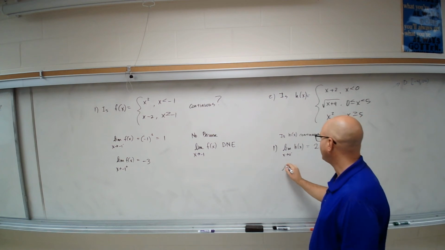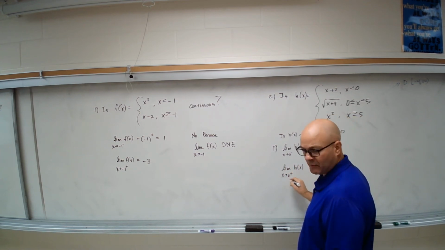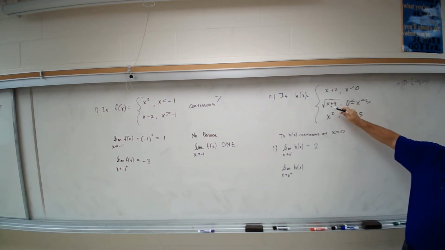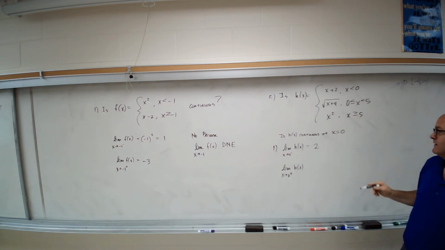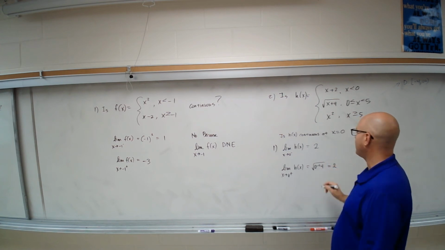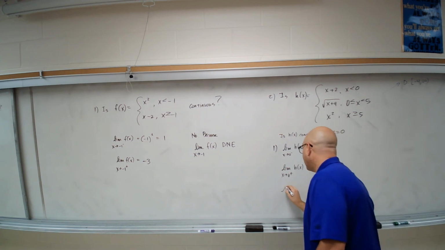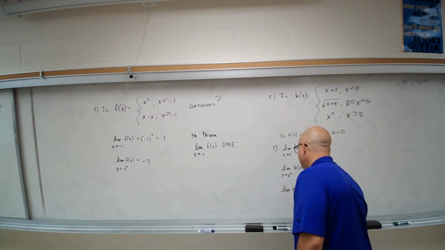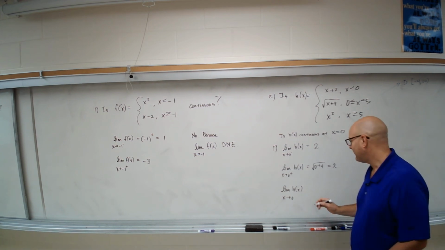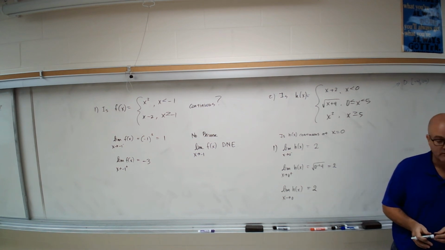The next thing we would do is the limit of h of x as x approaches 0 from the right. Well, to the right of 0 would be this second rule, correct? Which would give us the square root of 0 plus 4, which is also equal to 2. So, happy days. Well, it's kind of bittersweet, because if the limit exists, it means you got to do more work. If it doesn't work, then you can just stop. So the limit exists at 0.